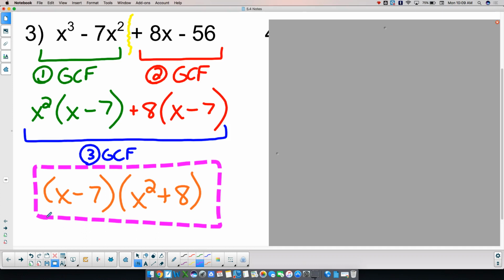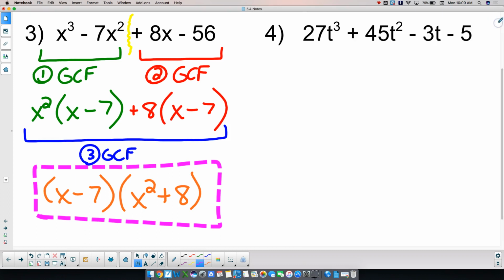Okay. GCF the left half, GCF the right half, and hopefully when you do that, you should see the same thing in the parentheses at the end. Okay? Try that one.